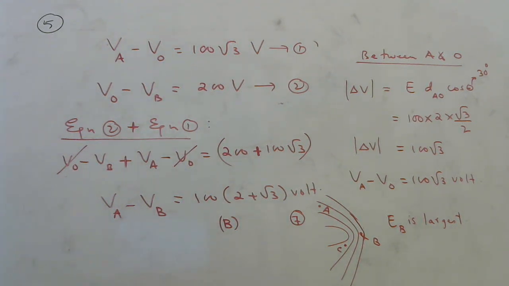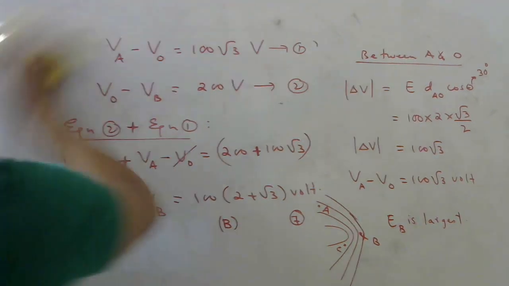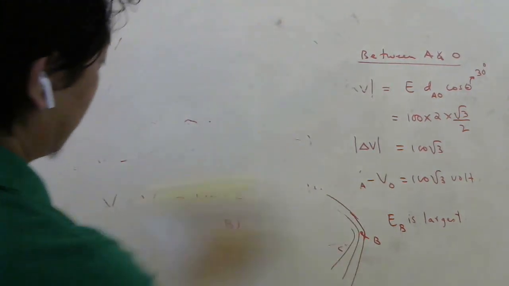Let us see question number 8. Before that, let me rub what I have done so that we will get some space. Question number 8 is again based on whether you have the idea that electric field lines are perpendicular to equipotential surfaces. So look at the question. A uniform electric field exists along positive x-axis. A small circle is drawn with the center at the origin.